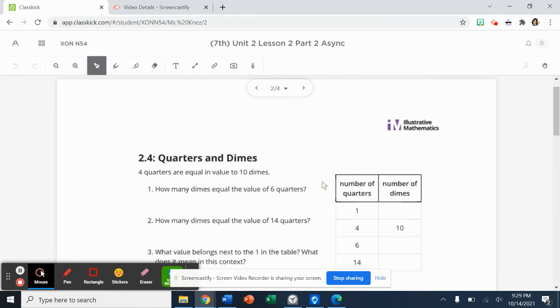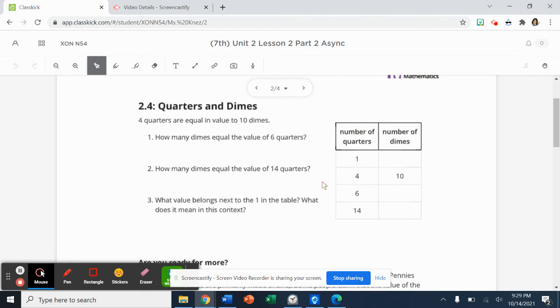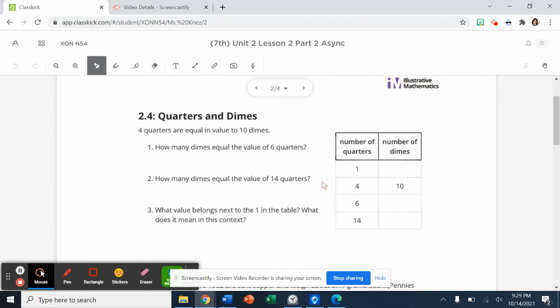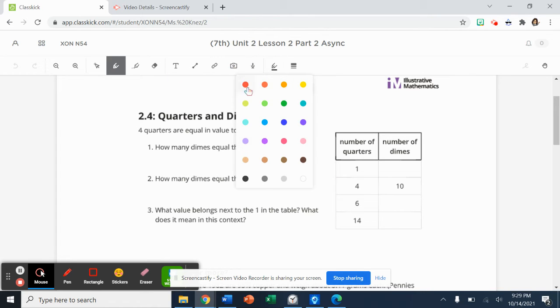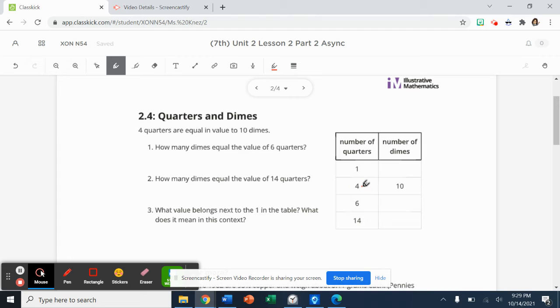The next thing we did in class was 2.4, quarters and dimes. 4 quarters are equal in value to 10 dimes, which is the information that you need to figure out the rest of the table. Again, we want to be looking for a pattern as we move from left to right. So 4 times something equals 10. And remember that you can always use inverse operations to help you find this mystery number.